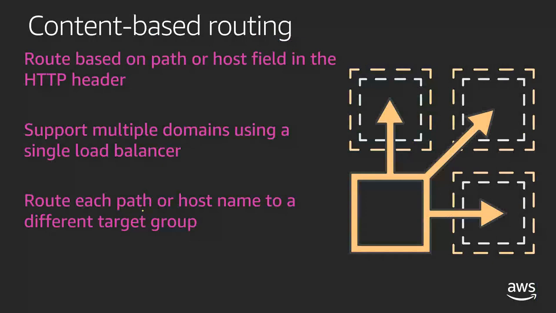So layer 7 is content-based routing. Content-based means whatever is in the HTTP header, what you are requesting. Are you looking for our marketing page? Are you going for a sales server? Are you looking for an admin page? Based on that, your request will be forwarded. So it routes based on the path or host field in the HTTP header. And we support multiple domains using a single load balancer in that case, routing each path or host name to a different target group.